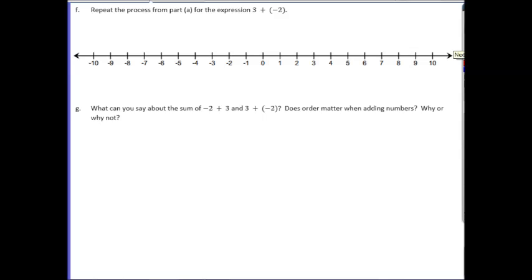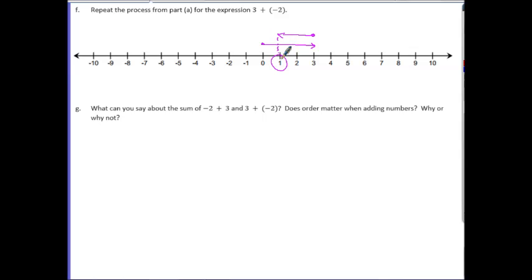For F, it says repeat the process from part A for the expression 3 plus -2. So what they did here was they simply switched the order of these two numbers. So let's try that. Start at 0. Go up to 3. From there, we're going to start the next arrow, or the next vector, and we're going to go down 2 units. And that leaves us at 1.